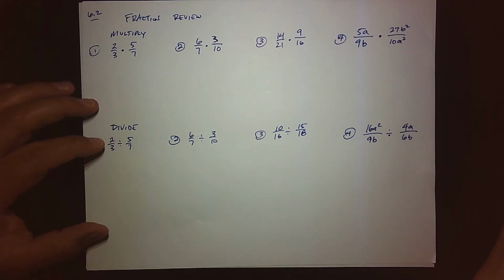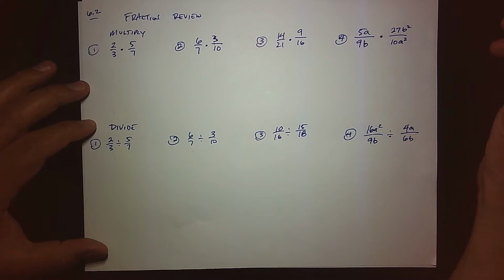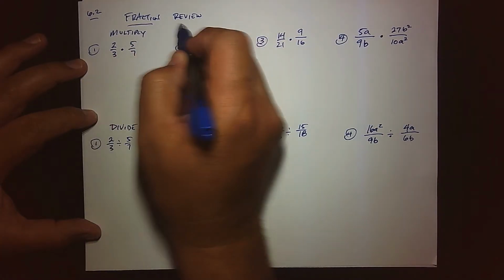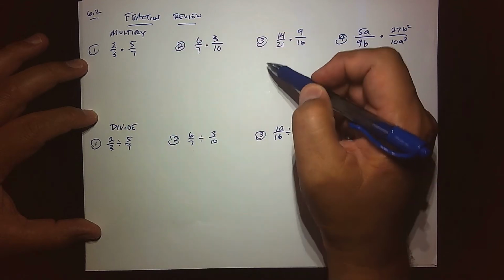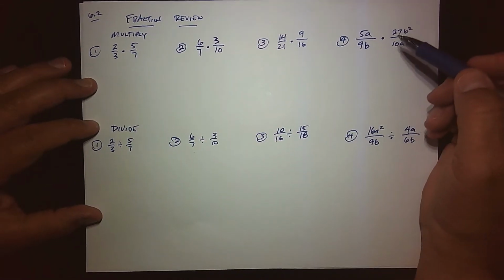All right, so now that we've introduced ourselves to rational expressions, the first thing we want to do is learn how to multiply and divide them. So let's first go back and remember how we divide fractions and how we multiply fractions, and that'll give us a heads up on what we're going to do when they get a little more complicated.